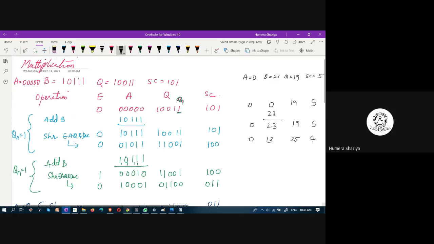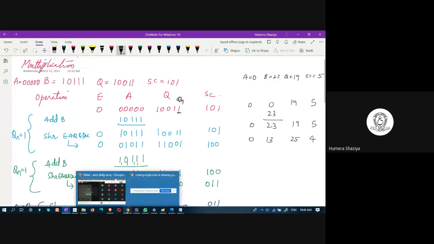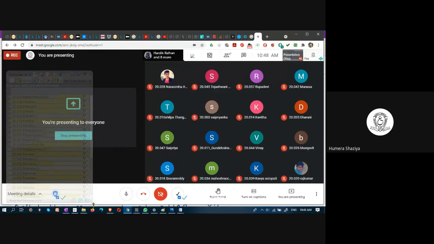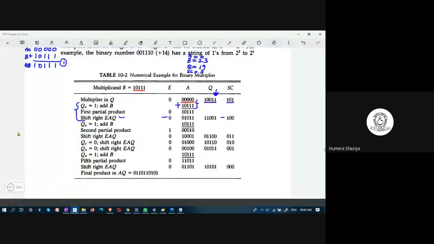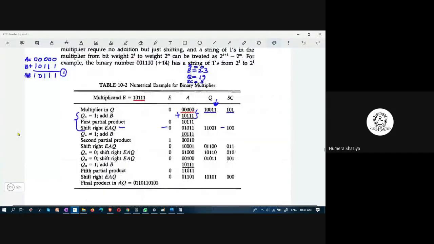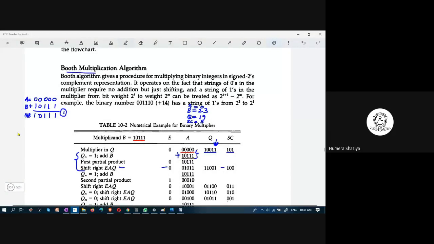Very good. Next, we will begin another topic, which is multiplication only, but using a different method. Booth multiplication algorithm. This is another method of doing multiplication. Booth algorithm gives a procedure for multiplying binary integers in signed twos complement.